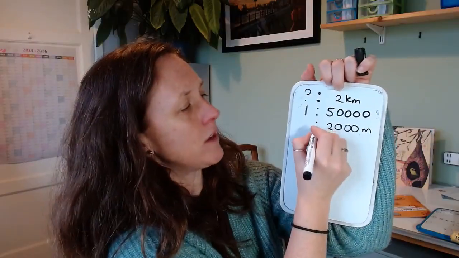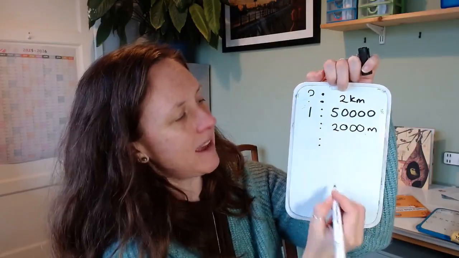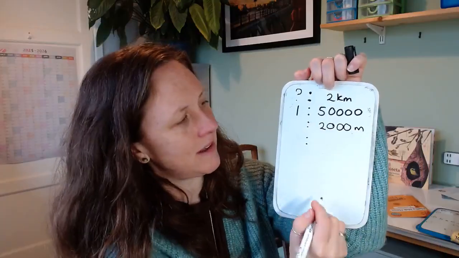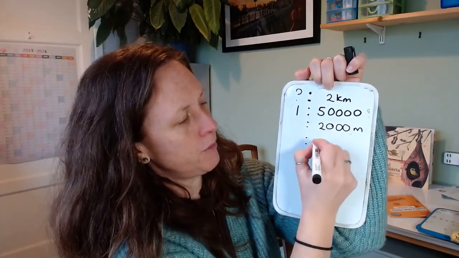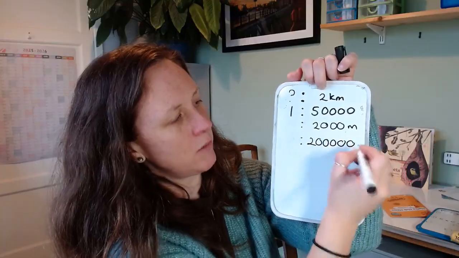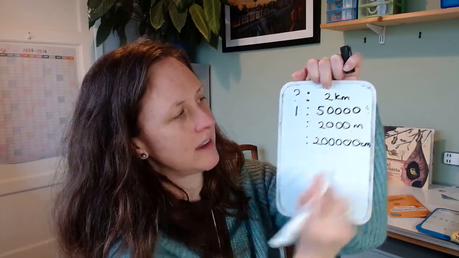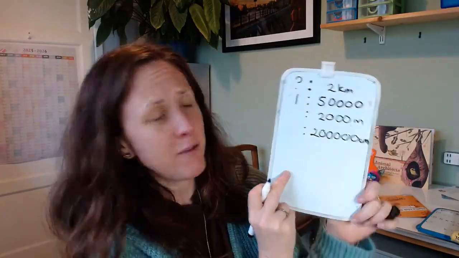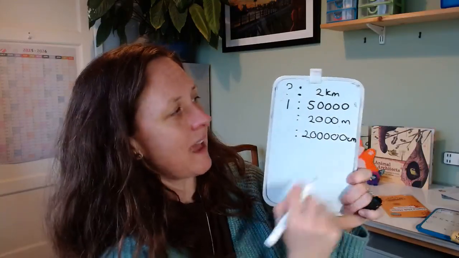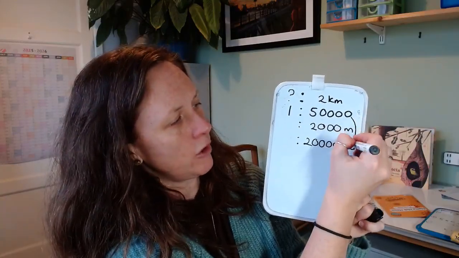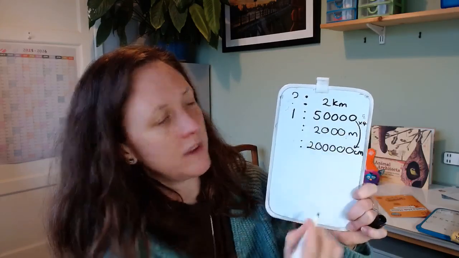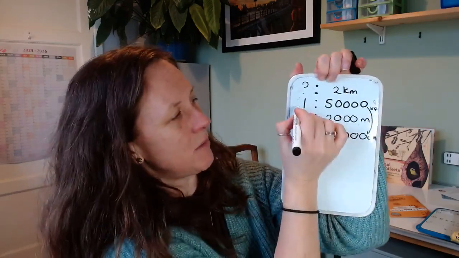So again, we can convert it again. And we can say, right, well, how many centimetres is that? There's 100 centimetres in a metre, so I would multiply that by 100. So that means 2 more zeros, essentially, which is 200,000 centimetres. Now I've got a number that 50,000 fits into exactly. To get from 50,000 to 200,000, I am multiplying by 4. So therefore, I'm going to do the same on this side.